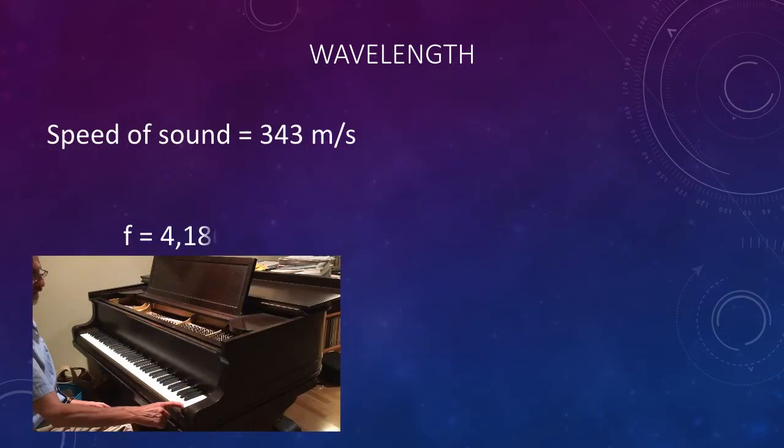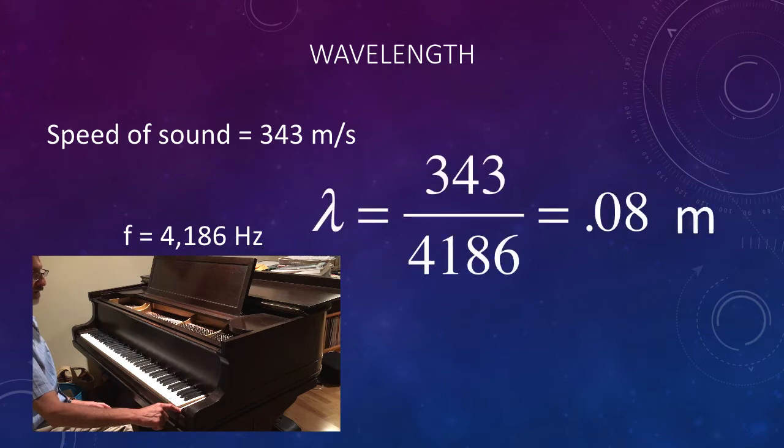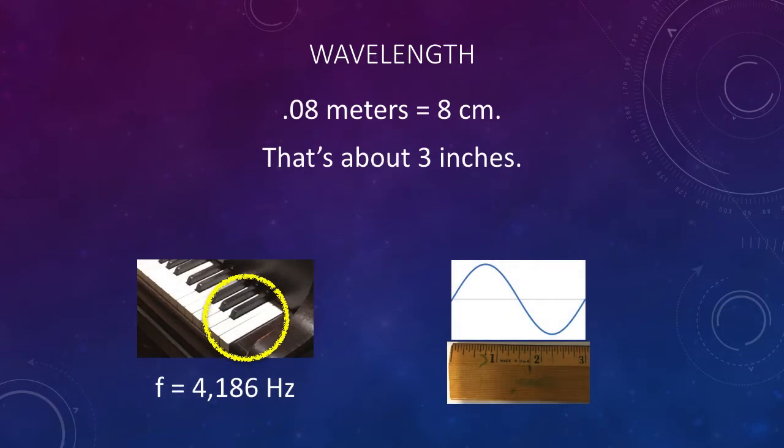On the other hand, the highest note of a piano has a frequency of 4,186 hertz. 343 meters per second divided by 4,186 hertz equals 0.08 meters. That's the same as 8 centimeters, or about 3 inches long. So you can see the range of wavelengths of sounds that we can hear is pretty large.